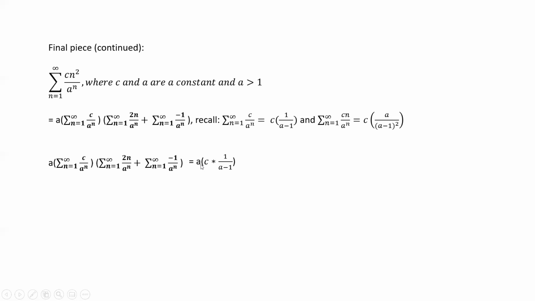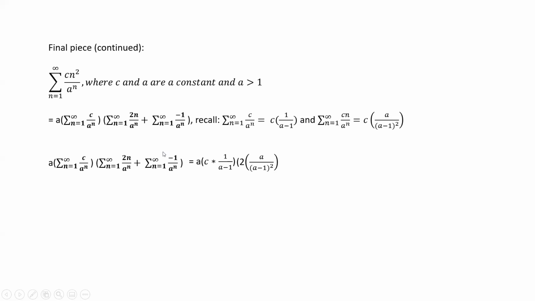And that's just going to be a times c of 1 over a minus 1, which is that first one, right? It's just a direct translation. The next one's 2n over a^n. Notice 2 is our constant, so we just plug 2 into our series, and we end up with this expression, to our formula, I mean.